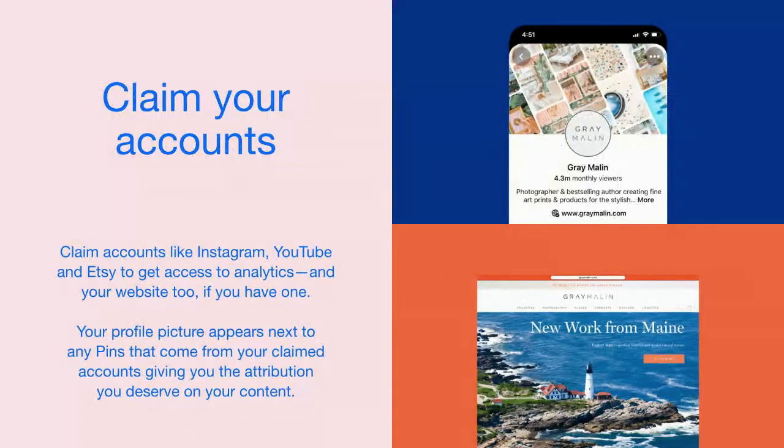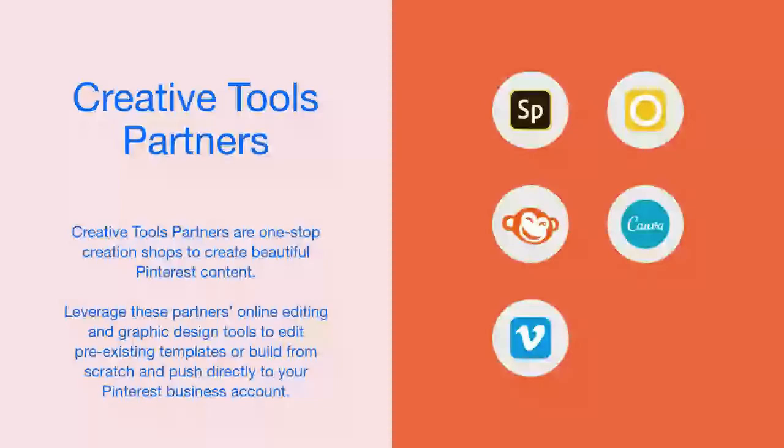The next tip is to claim your accounts. This includes things like your Instagram account, YouTube, maybe Etsy pages, anything like that. You can edit these settings in your profile settings. It's important to claim these because this helps build your brand presence. Your profile picture will appear next to any pins that link out to these claimed accounts, so that you can get the distinction you deserve when your content is added to Pinterest.